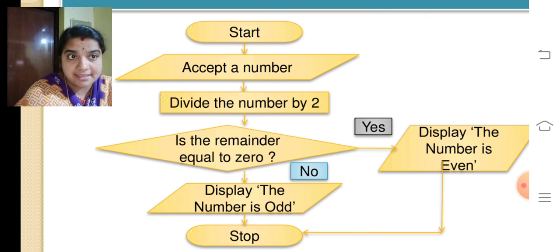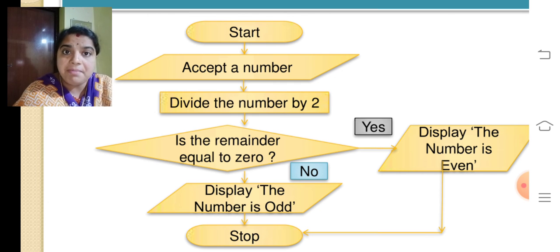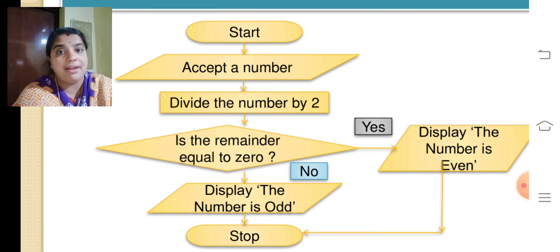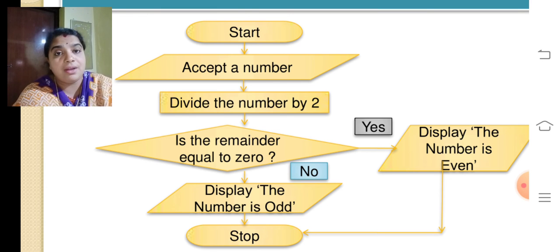If it is yes, then we need to display the number is even. If the condition becomes false or it is no, then we should display the number is odd. Finally, after displaying, we can stop the process. This is a small representation of a flowchart for finding whether the number is odd or even. The next module deals with pseudocode. Thank you.